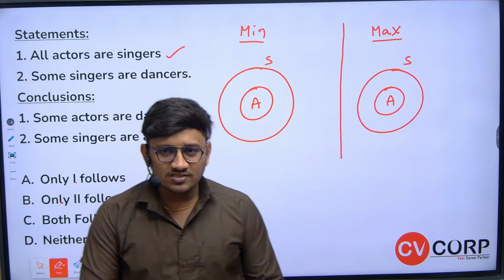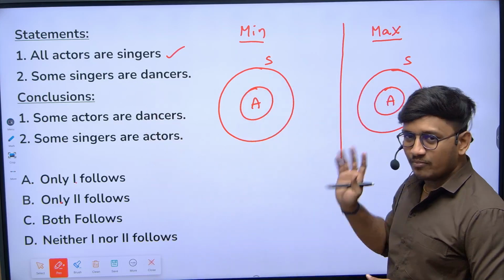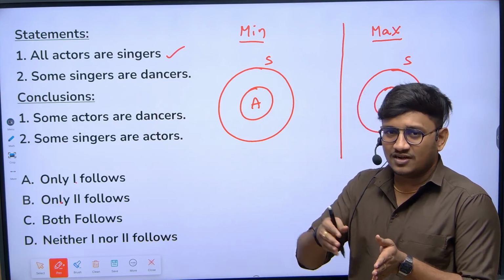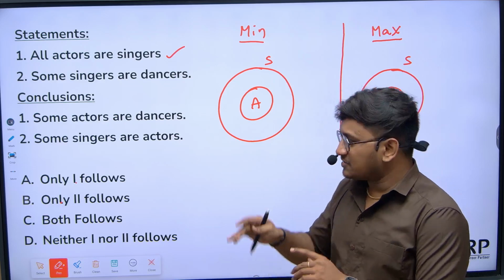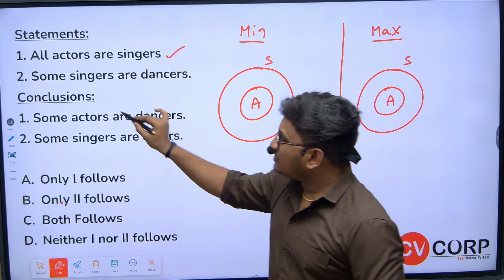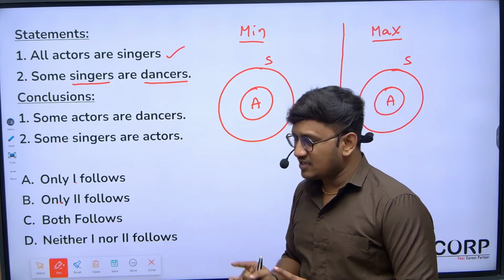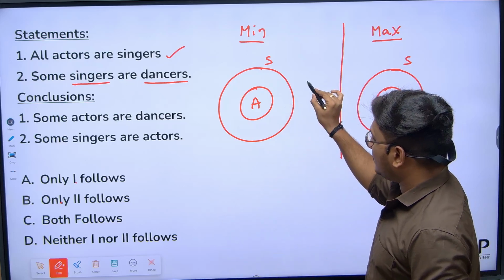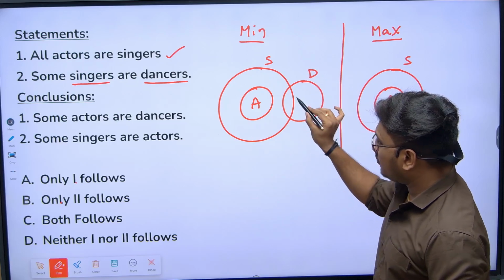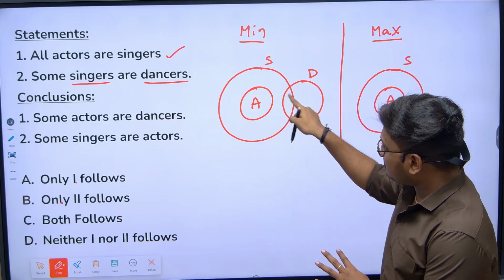So for the first statement, minimum and maximum are both completed. Now the second statement will make the difference between the minimum and maximum cases. What is the second statement? Some singers are dancers. What are they talking about? Singers and dancers, right? So some singers are dancers. Whatever they are talking about, they are talking about singers and dancers. So I have drawn here: some singers are dancers.